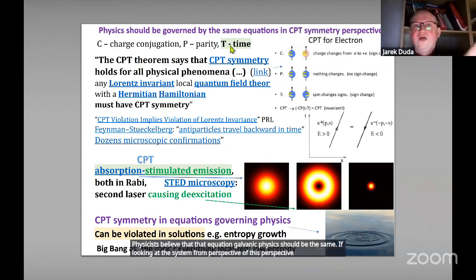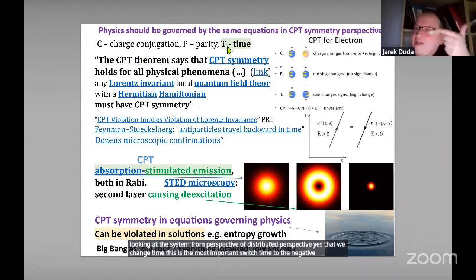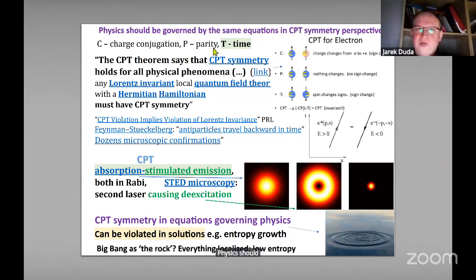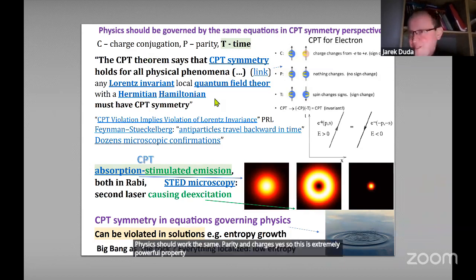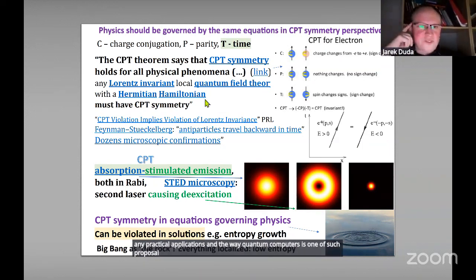That is, we change time. This is the most important: you switch time to the negative. So evolving time toward negative time, physics should work the same, along with parity and changing charges. This is an extremely powerful property which should have practical consequences, but I haven't seen any practical applications, and two-way quantum computers are one such proposal of a really practical application of CPT symmetry. It is crucial for modern physics.